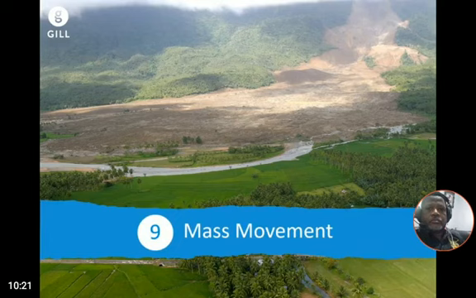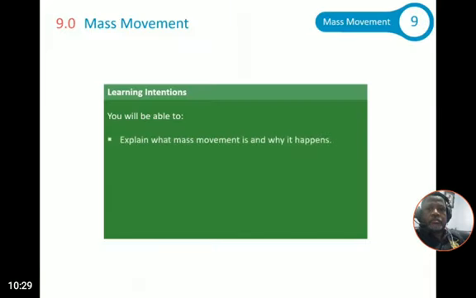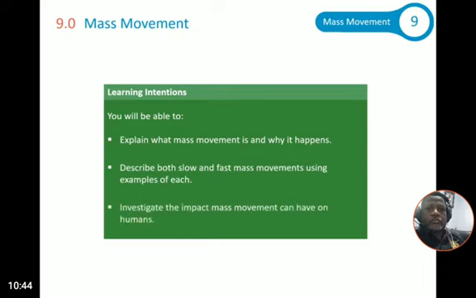Hi everyone. So our next topic that we are going to cover is what's called mass movement. Our learning intentions for this topic are that we're going to be able to explain what mass movement is and why it happens. We are going to be able to describe both slow and fast mass movements using examples of each, and we're going to investigate the impact that mass movement can have on people's lives.